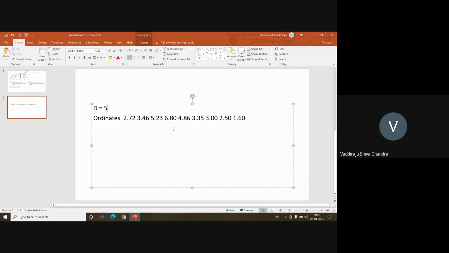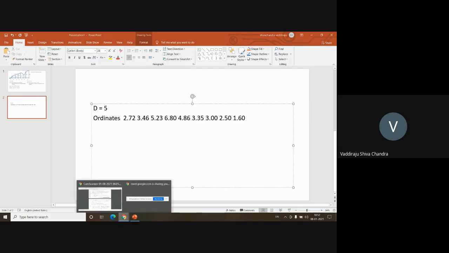Determine the area included between the chain line and the boundary by trapezoidal rule and Simpson's rule.